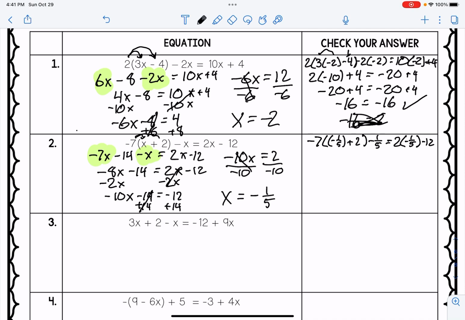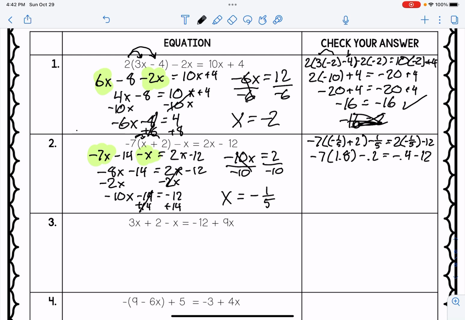So negative 1/5 plus 2. As you saw in the other one, we were dealing with some decimals. So we'll just allow this to be dealt with with decimals. So negative 7 times, well, negative 1/5 plus 2 is actually going to become 1.8 for us, and then minus, I guess, since we're dealing in decimals, we'll just continue that. 2 times negative 1/5, that'll be negative 0.4 minus 12.